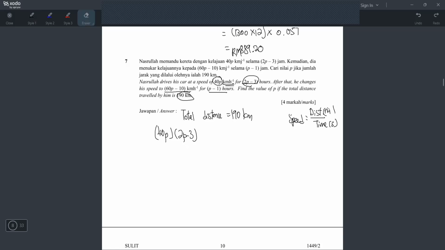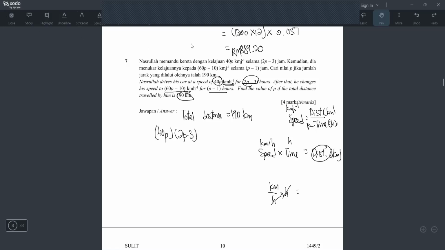But what if your distance is in kilometers and your time is in hours? Then your speed will be kilometers per hour, or km h minus 1, or km/h. So what if I want to find distance then? I will take speed times time, because the time can be moved across. Speed is kilometers per hour and time is hours. If you take kilometers per hour times hours, when you cancel, you are left with kilometers, which is the unit for distance. That's why kilometers per hour times hours gives kilometers.